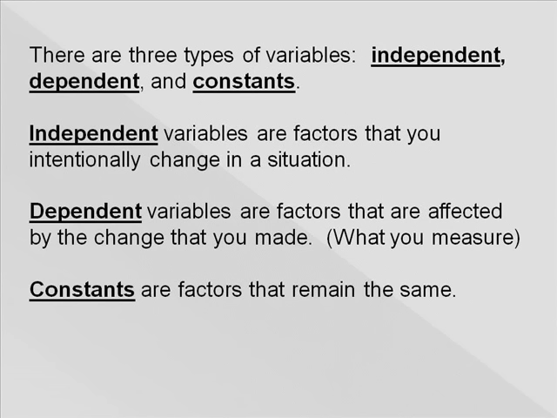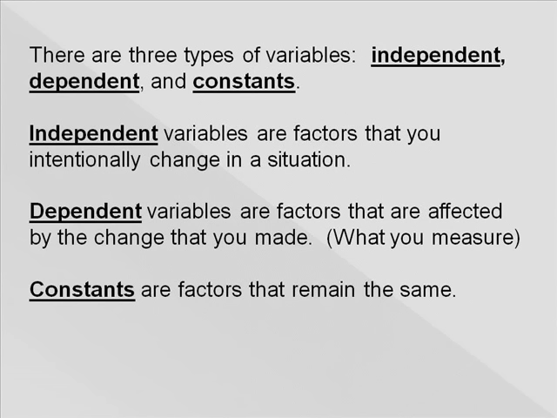So if I put the different liquids on the plants, the way that I'm going to know which liquid was the best was how tall my plant grows. So I would be measuring the height of my plant. So the height of the plant would be my dependent variable.